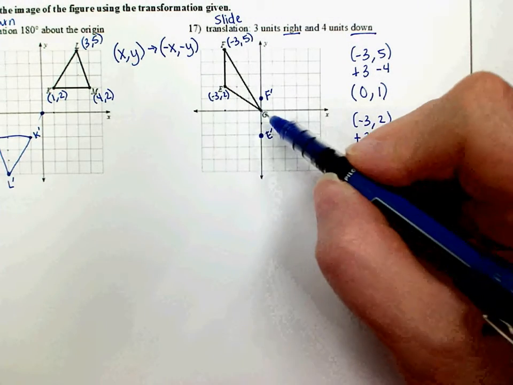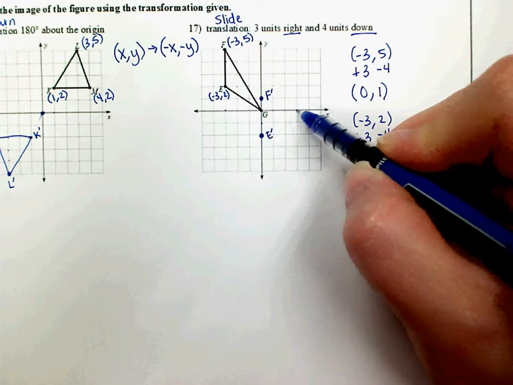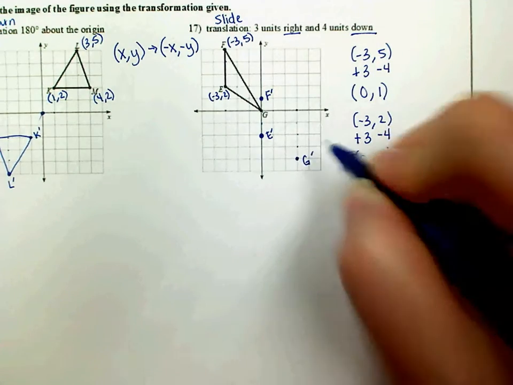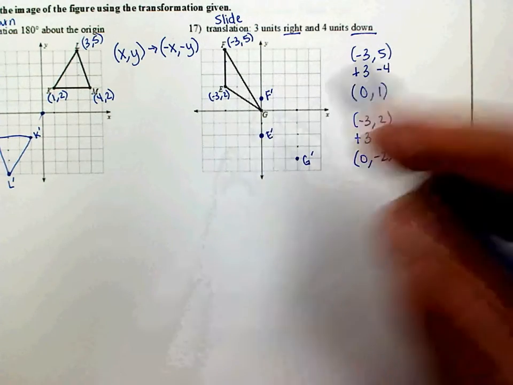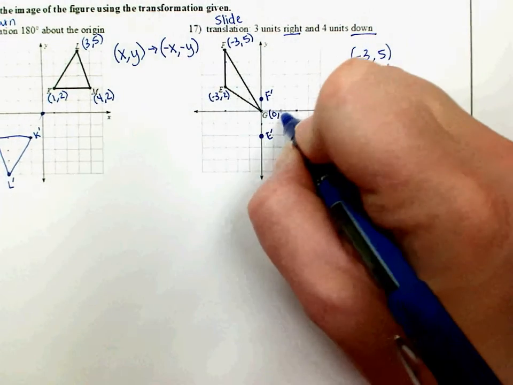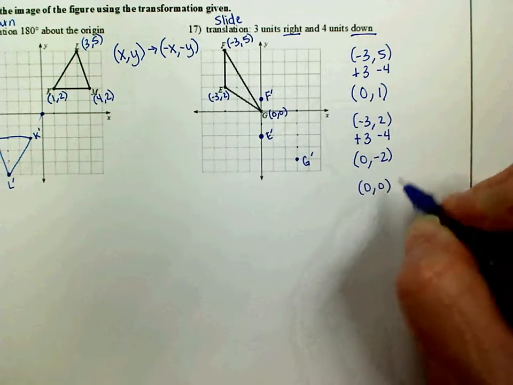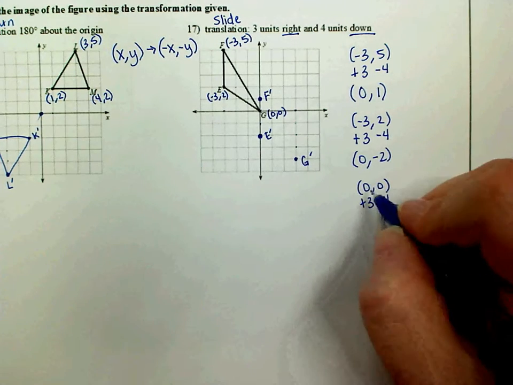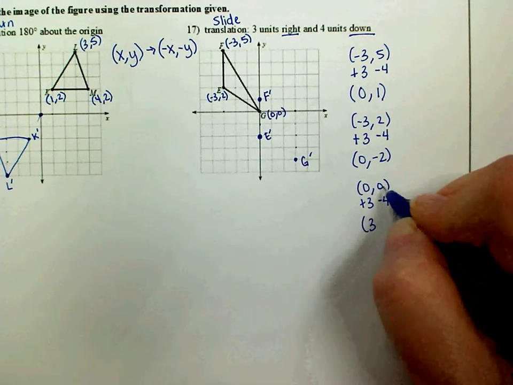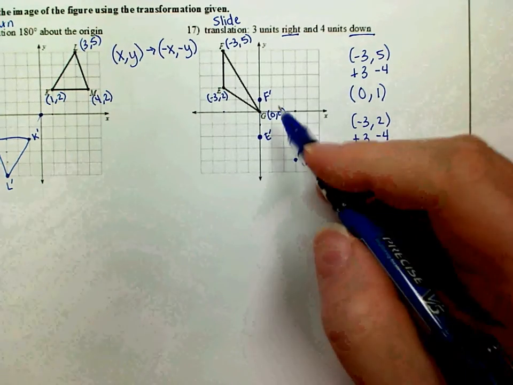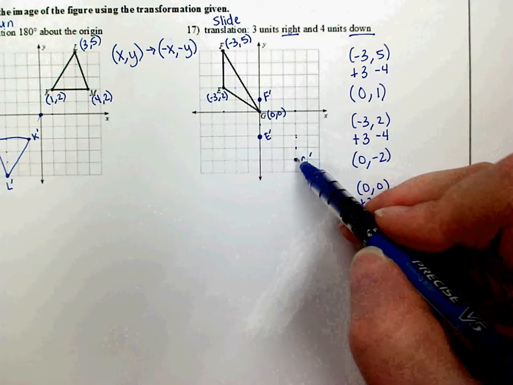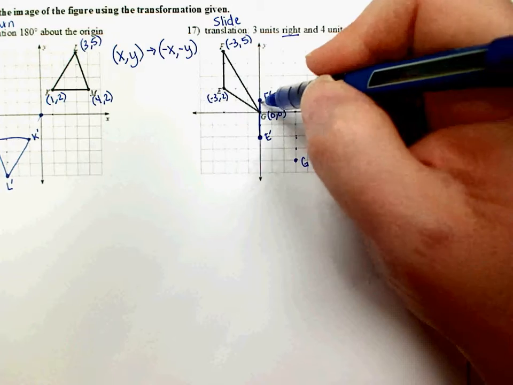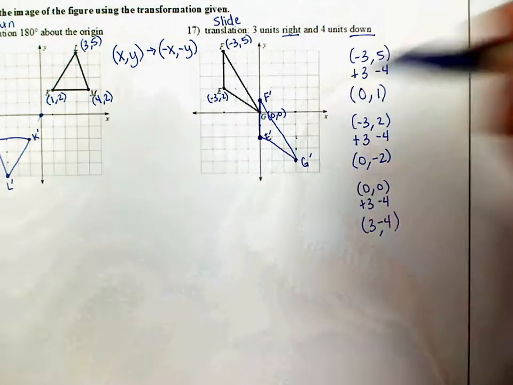G, I'm going to go 3 units to the right, 1, 2, 3, 4 units down, 1, 2, 3, 4. So here's my G prime. Let's check the coordinates. Started off at the origin, so that's the point 0, 0. And since I'm going 3 units right, I'm adding 3 to the X, 4 units down, subtracting 4 from the Y. 0 plus 3 is 3. 0 minus 4 is negative 4. 3, negative 4 is where my G prime is. So I can connect these image points to create the translated triangle.